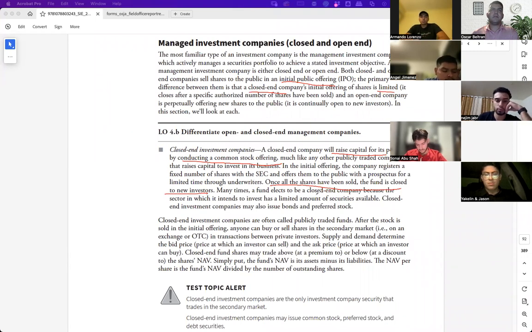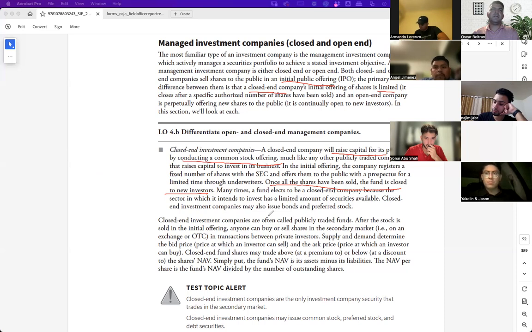The fund elects to be a closed-end company because the sector in which it intends to invest has a limited amount of securities available. That's why it's called a closed-end fund. So it's supply and demand. Once it's gone, you can't buy any more of it.